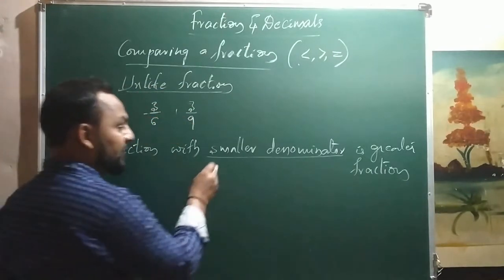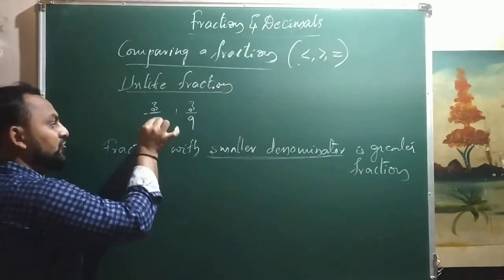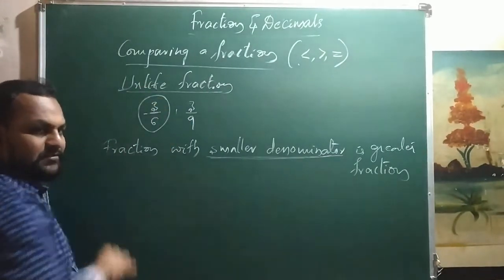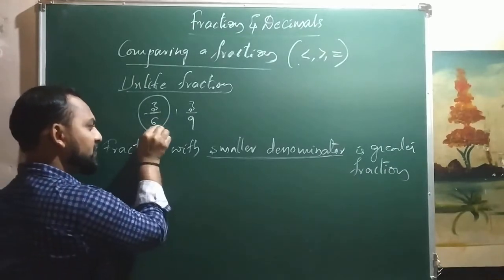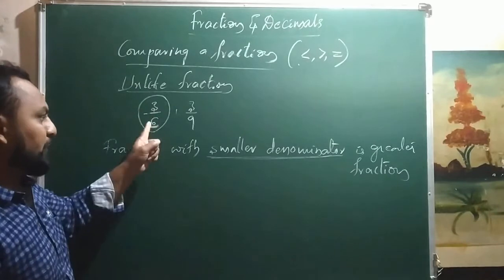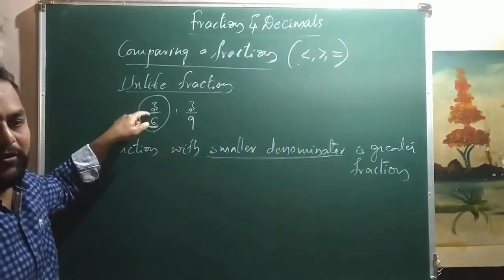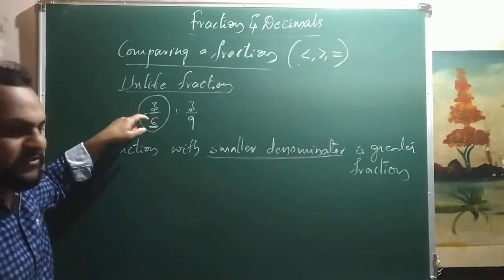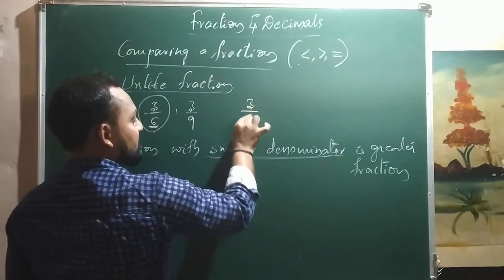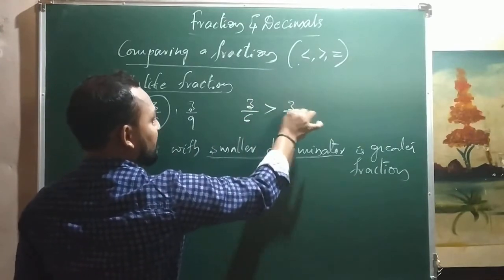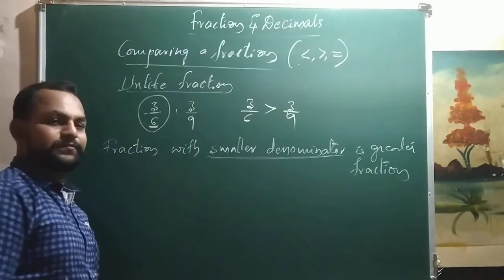The smaller denominator, which fraction has a smaller denominator? 3 by 6. The 3 by 6 has a smaller denominator. The 6 is a smaller denominator. In the comparison between the 6 and 9, which one is smaller? 6 is a smaller denominator. It means 3 by 6 is greater than 3 by 9. Okay.